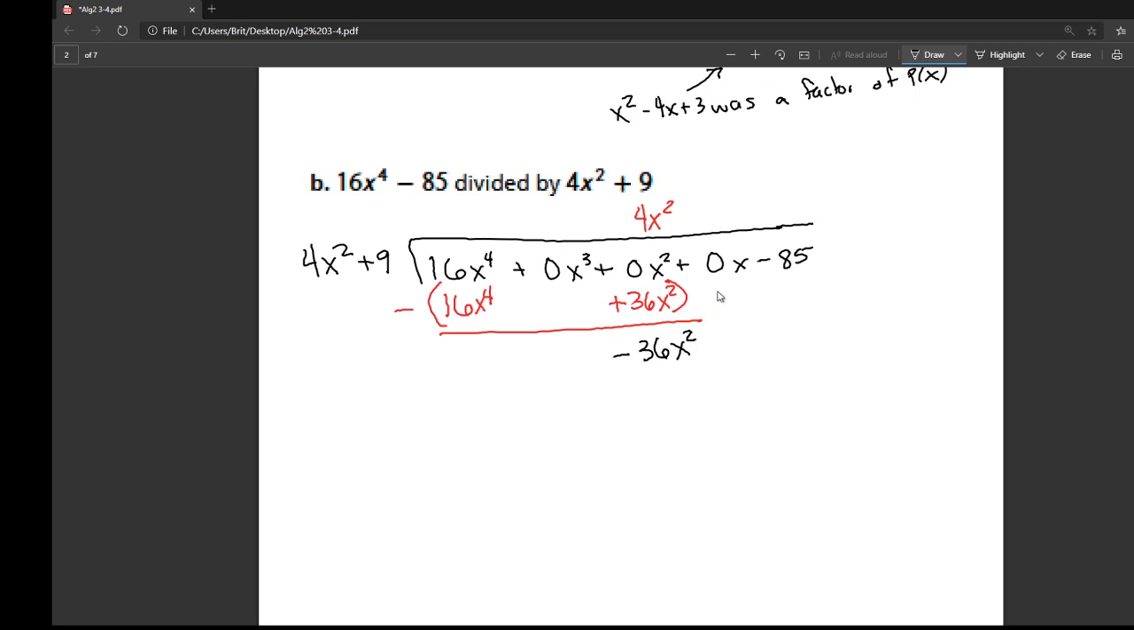So then I go about dropping down all my placeholders and stuff. Now this 0x cubed, I'm not going to drop it down because then I would have to put in a 0x here and I don't need it. So he's just fine just staying where he's at.